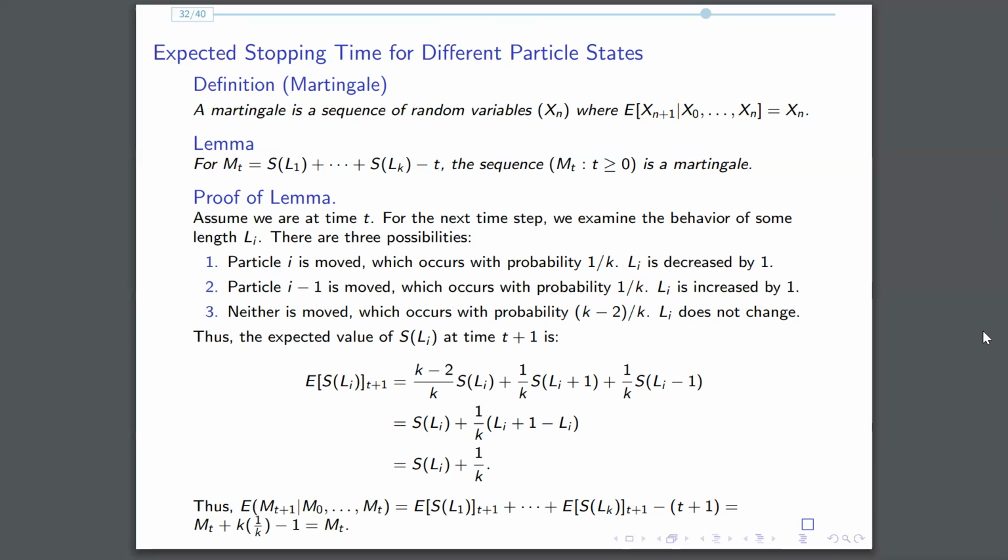Hence, if we take this and input it into the expected value of S(Li) at time t plus 1, we will find that the expected value of S(Li) at time t plus 1 is S(Li) plus 1 over k. And since there are k particles, the expected value of Mt+1, given the previous states M0 all the way to Mt, equals Mt. And therefore, the sequence of Mt's is a martingale.